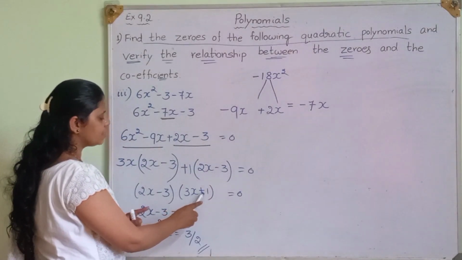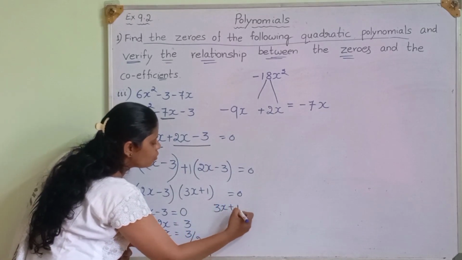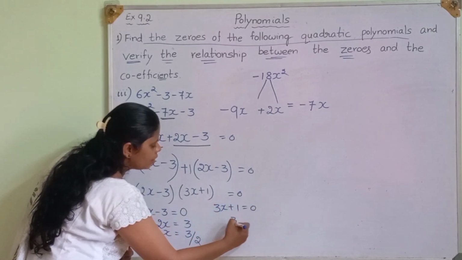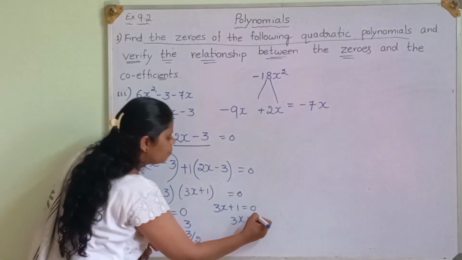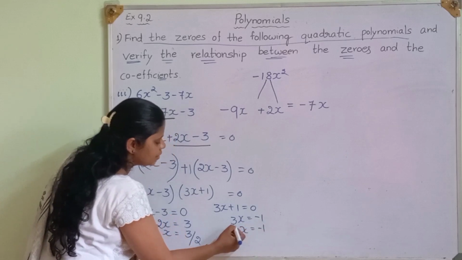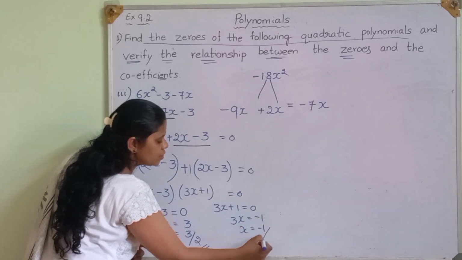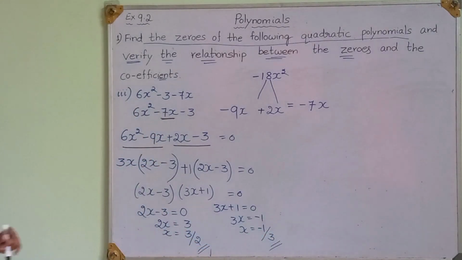Now, let us equate this 3x plus 1 to 0. 3x plus 1 is equal to 0. 3x is equal to minus 1. When it crosses that side, it becomes minus 1. This 3 is in multiplication. When it crosses this side, it becomes division. Therefore, x is minus 1 by 3.